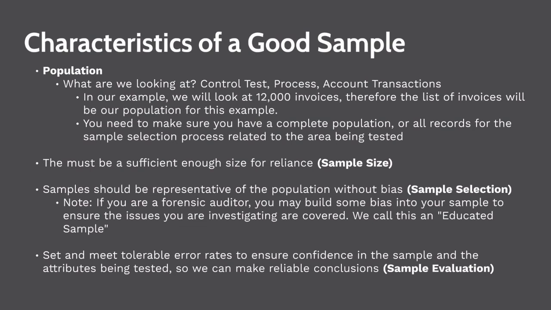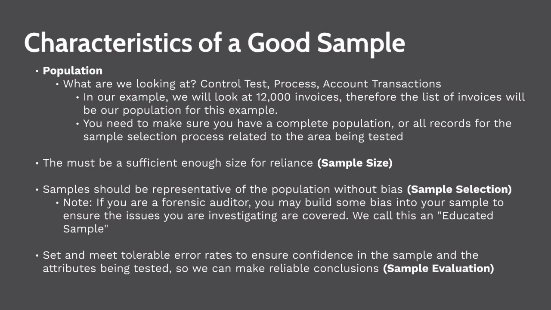The next important piece of this is the sample selection. Samples should be representative of the population without bias. Okay, so don't just take the first 20 transactions. Don't take just the customers. Don't take the smallest ones because they're easier. You want it to be unbiased. If you're a forensic auditor, you may build some bias into your sample to ensure that the issues you're investigating are covered. We call that an educated sample. But in general, when you're doing a financial sample, you want it to be random or unbiased.